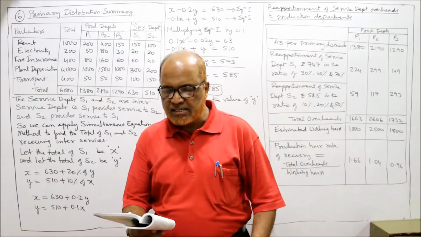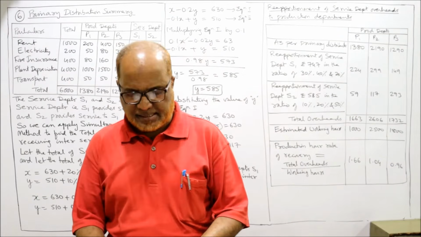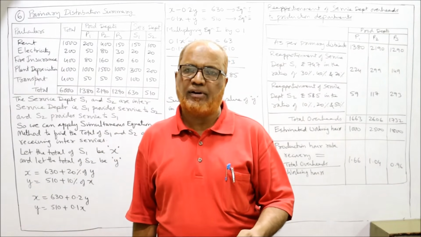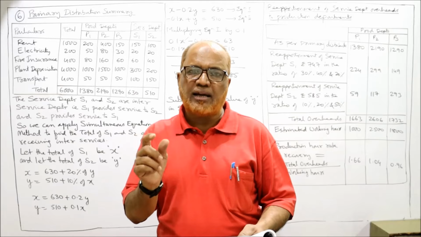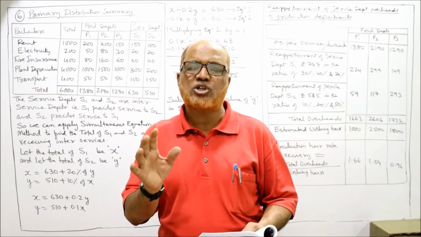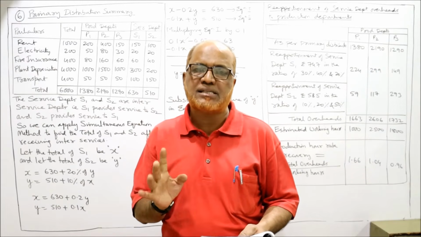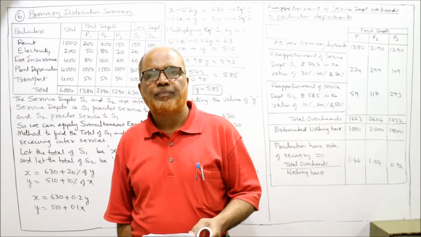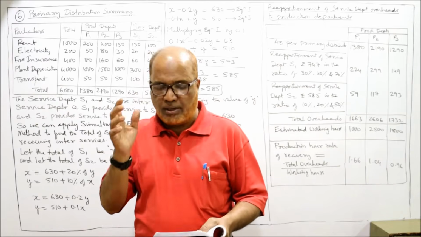Come on students, now we'll start the next problem. That is problem number 6. From the following information, work out the production overhead rate of recovery. Production overhead rate of recovery means what is the production overhead per hour, per estimated working hour, of the overheads in the department P1, P2, P3. This P1, P2, P3 are the production departments.